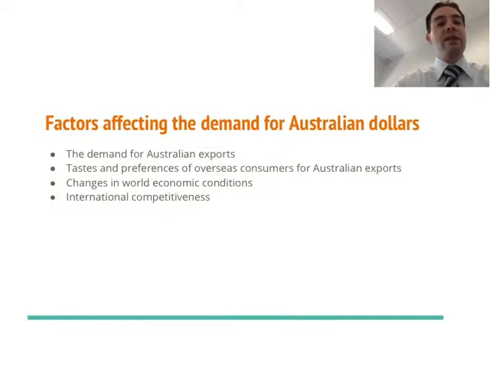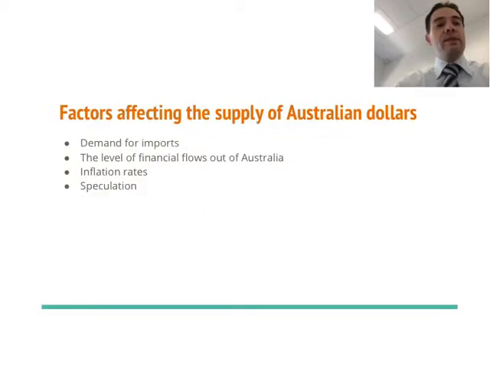International competitiveness is also another point affecting demand for Australian dollars. If our international competitiveness increases, therefore our exports are cheaper, so people demand more of our exports, so therefore demand for Australian dollars goes up for foreigners. And also, if our international competitiveness actually decreases, then we'll see a decrease in demand for Australian dollars because overseas people will actually go elsewhere to buy their goods and services.